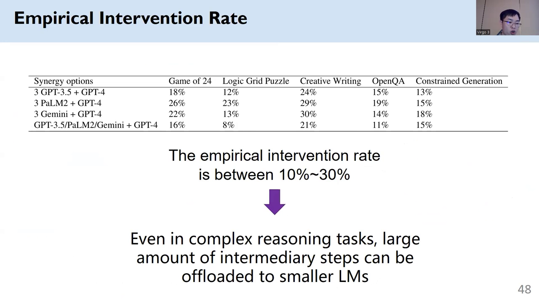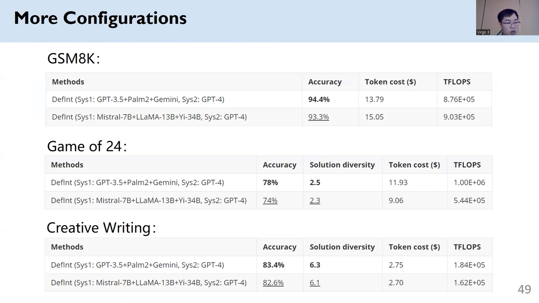When we look at the empirical intervention rates, meaning how often you need to call the larger language models for an effortful intervention, we find that the rate is between 10% and 30% even for very complex reasoning tasks. I believe it means that even in complex reasoning tasks, there are a lot of intermediary steps that are quite straightforward and can be effectively offloaded to smaller language models. So it can be a very effective strategy to combine larger and smaller language models. We also try this framework on different configurations.